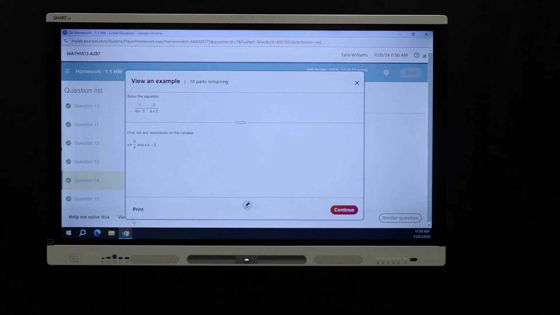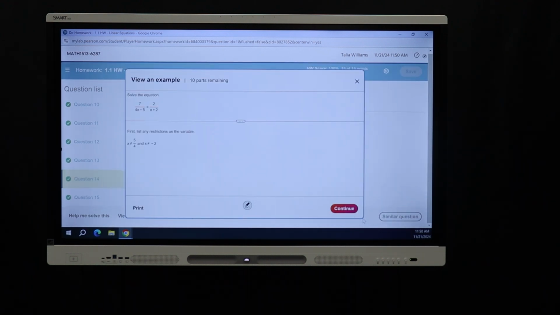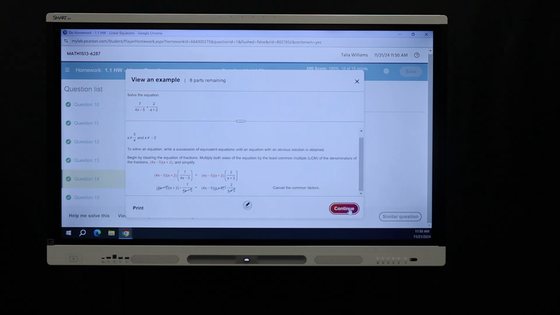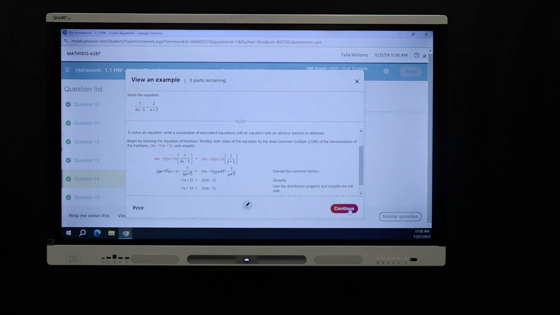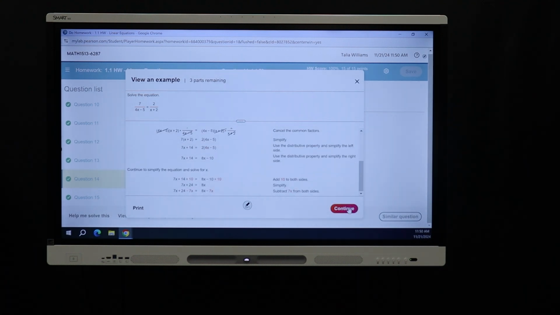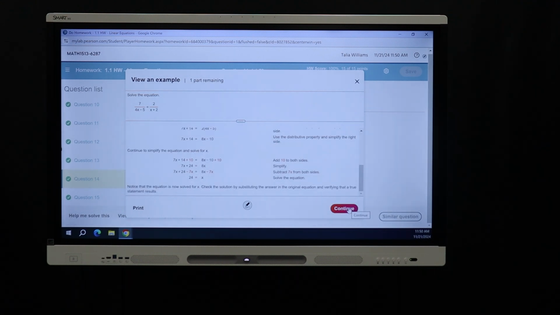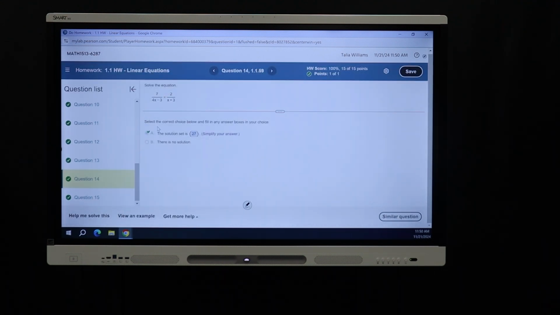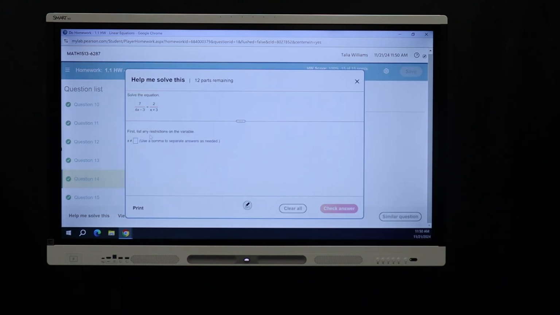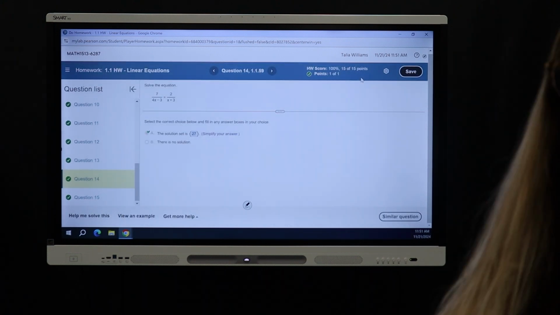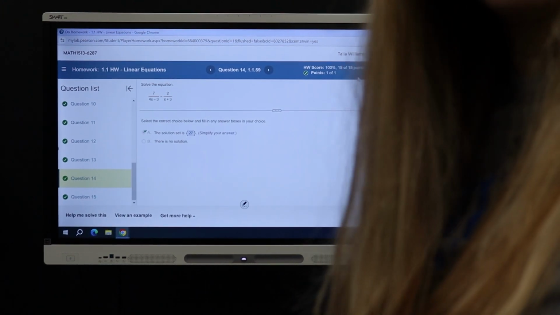You can do view an example on some of these. If you do view an example, it's not going to mess up your problem. It's just going to walk you through steps of this. If you do help me solve this, though, it's going to make you walk through this, putting in your exact problem, and then it's going to change the numbers. So, it's just some little notes to share with y'all. Thanks.